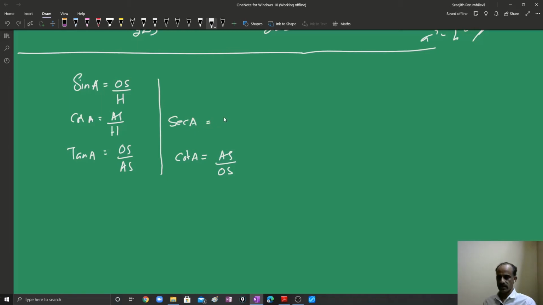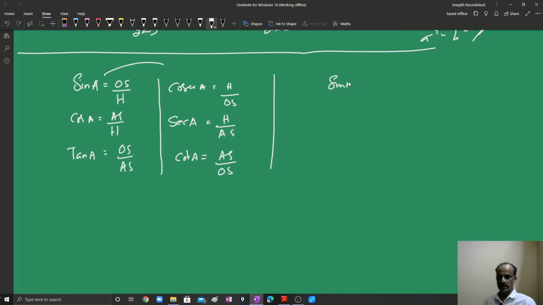Sec A is equal to hypotenuse by adjacent side, and the reciprocal of sine. Cosec A is equal to hypotenuse divided by opposite side. This is what we have done so far. I'll put two more, and we have learned the relationship.